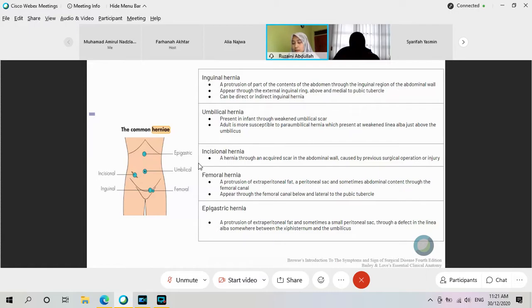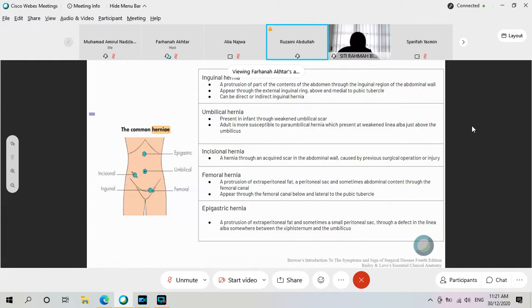It appears through the femoral canal below and lateral to the pubic tubercle. So here we can see the difference between the femoral hernia and inguinal hernia. Inguinal hernia is above and medial to the pubic tubercle, but femoral hernia is below and lateral to the pubic tubercle. For epigastric hernia, it presents at the epigastric region. It is a protrusion of extraperitoneal fat.